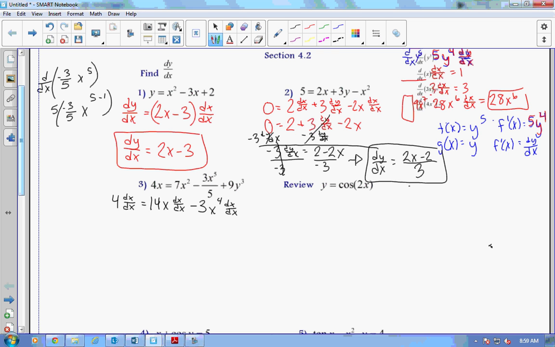Okay, and Jake, the next piece. I have a 3 on the exponent. Do you have a 3? Okay. 20. 27 y squared. There you go. Okay. Now solve for dy dx.